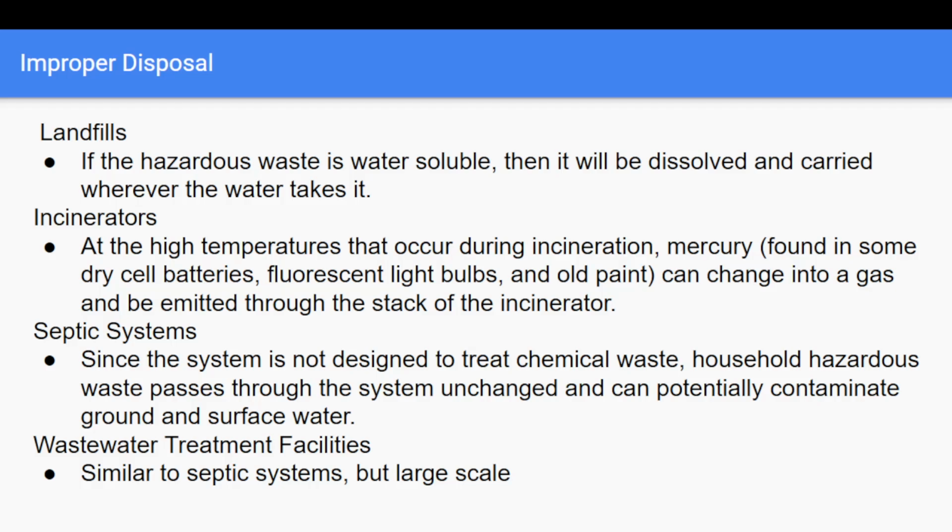Improper disposal includes throwing hazardous materials in the trash, burning them, pouring it down your drain. Even if you have a septic system, it can still leak. Same thing if you have a water treatment facility, it's the same issue. It can leak and contaminate the ground, contaminate the water supply. So make sure that you're disposing of these chemicals properly.